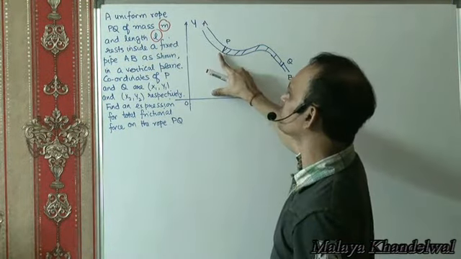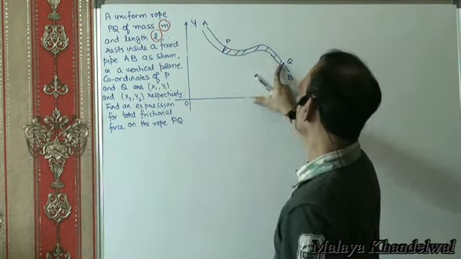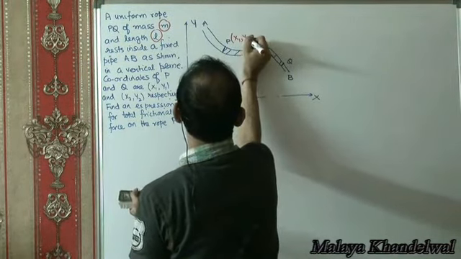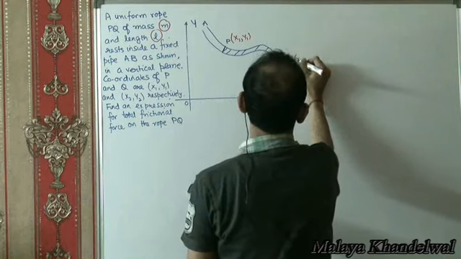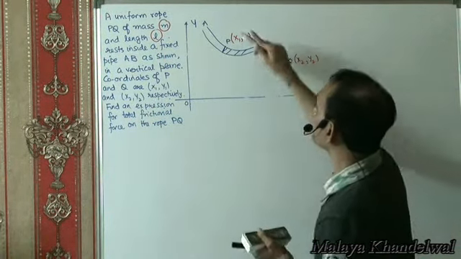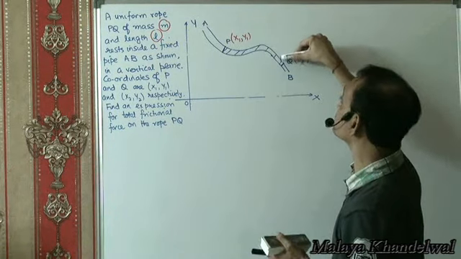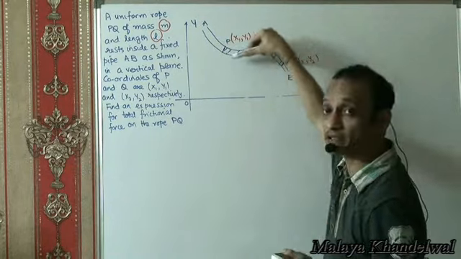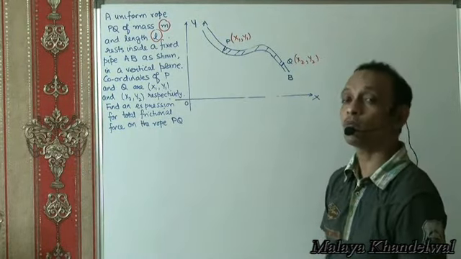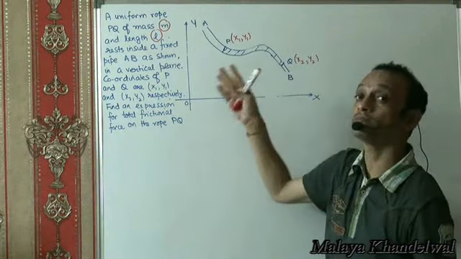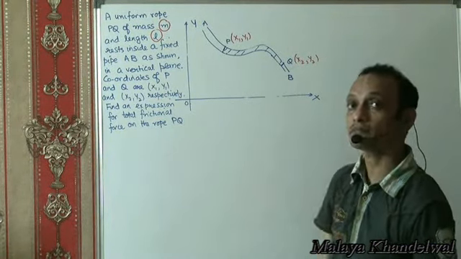The coordinates of P are x1, y1 and Q are x2, y2. That's given in the problem. We want to find an expression for the total frictional force that the tube exerts on the rope PQ, to maintain it in equilibrium, right?